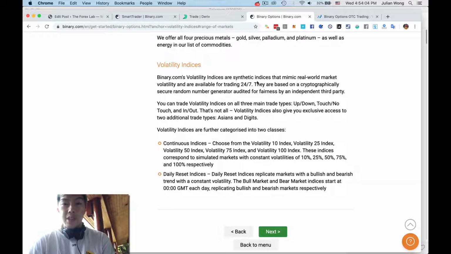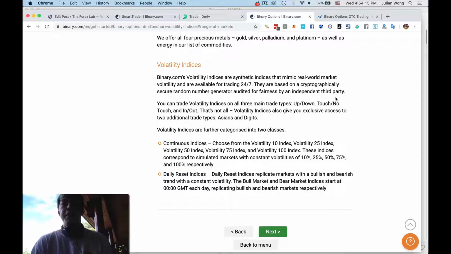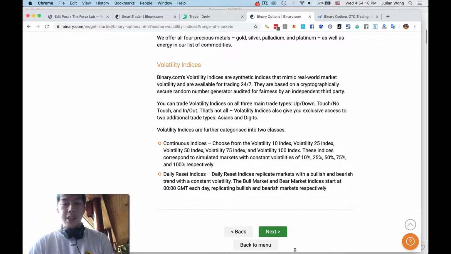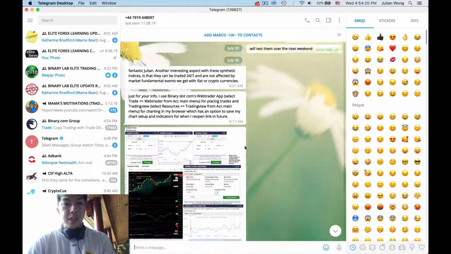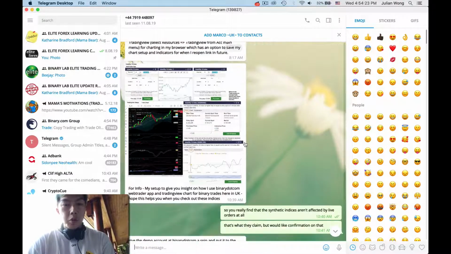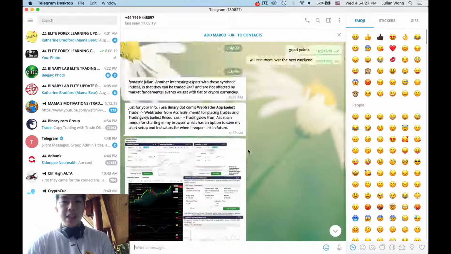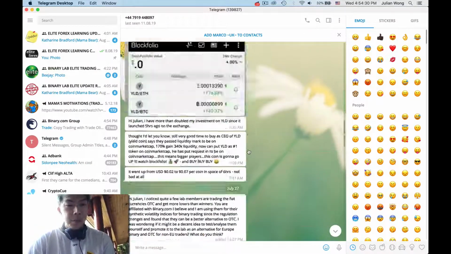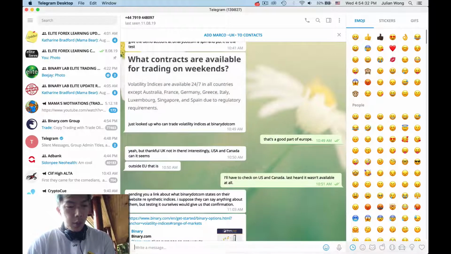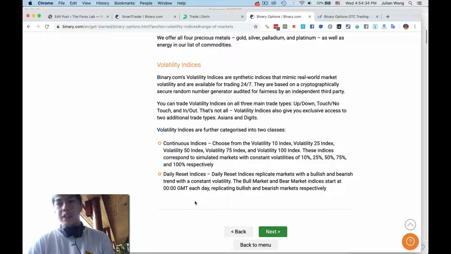It says it's synthetic indices that mimic real-world market volatility and are available for trading 24/7. It's based on a cryptographically secure random number generator, audited for fairness by an independent third party. On top of that, I have students who testify to this, and in fact one of them, Marco, has been encouraging me to do a video on these volatility indices, and that's what I'm doing right now. He says this is a really good way to trade for people who are frustrated with typical OTC and, just like I said, burning cash.